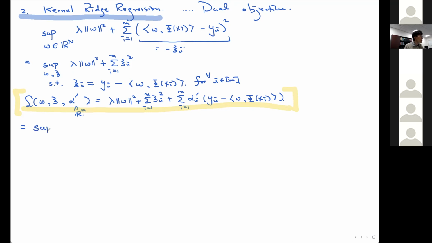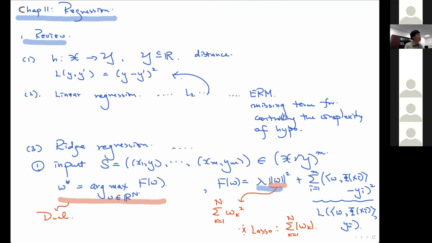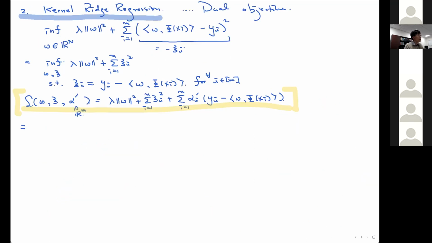So we have supremum, not actually supremum, I think I was wrong. We are not really maximizing the error, we are minimizing the error, so it should be infimum. This also has to be min. Then we introduce the mixed optimization: the outside is an infimum, but inside we have a supremum over alpha prime of L of W, psi, alpha prime.